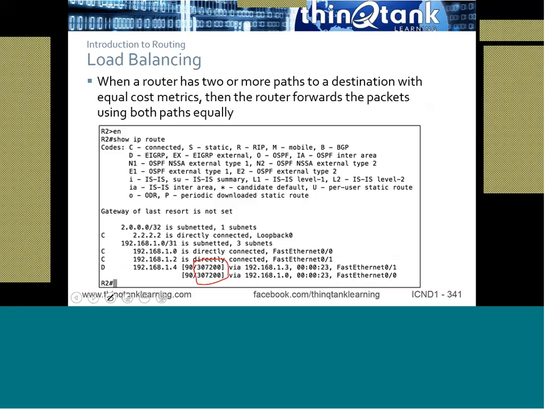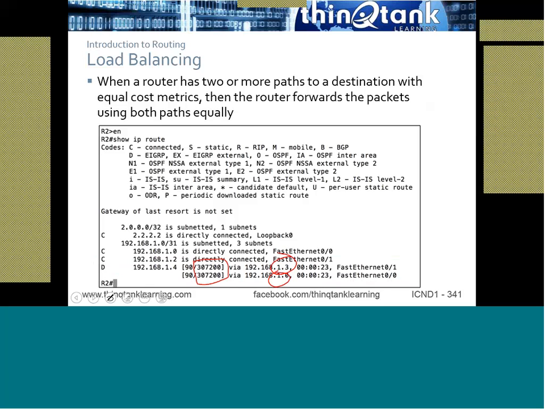So the metric for this path to get to the 1.4 address, I'm guessing that's maybe a loopback or something, I don't know. It's kind of a strange network entry, but to get to the, oh, it's a /31, that makes sense. To get to the 1.4 address, I can go two ways. I can go to 1.3 or I can go to 1.0.